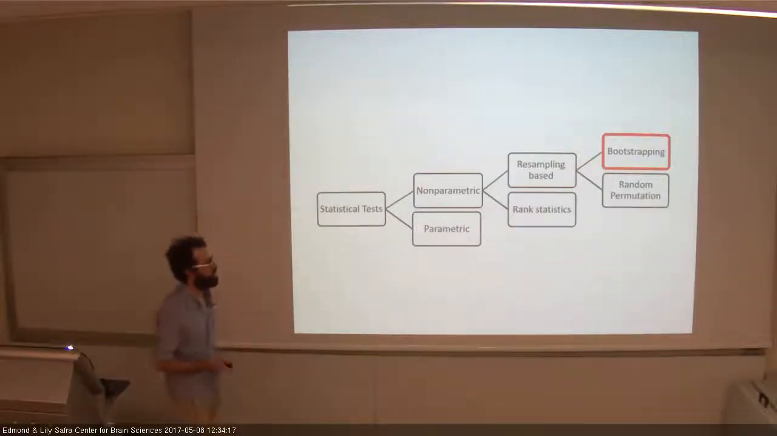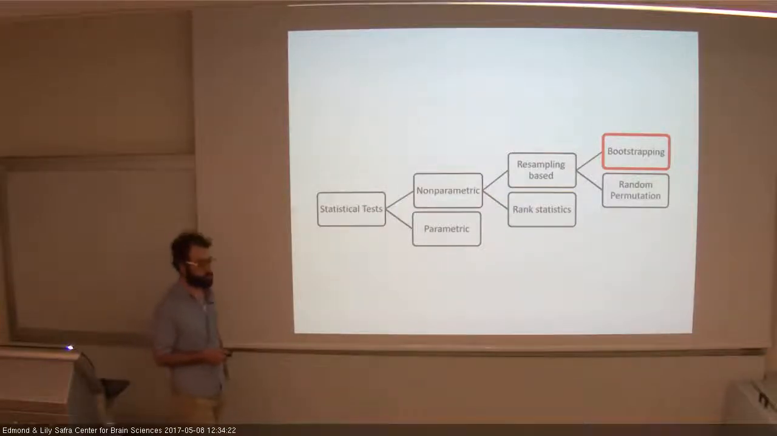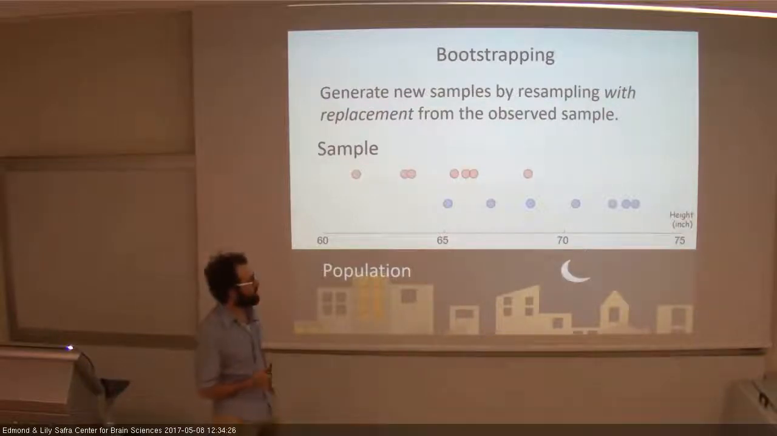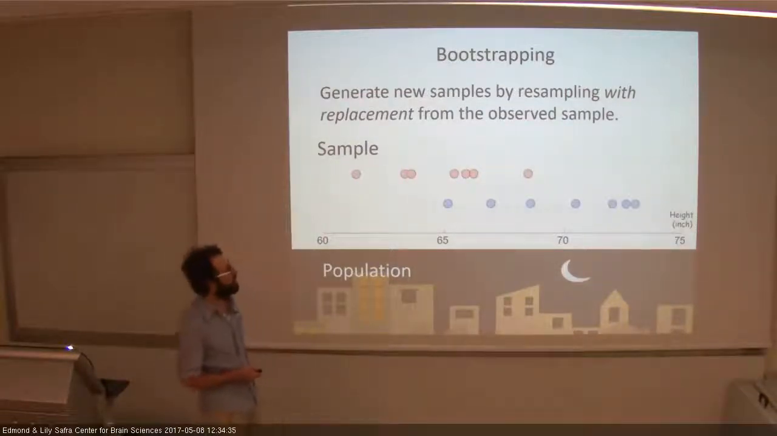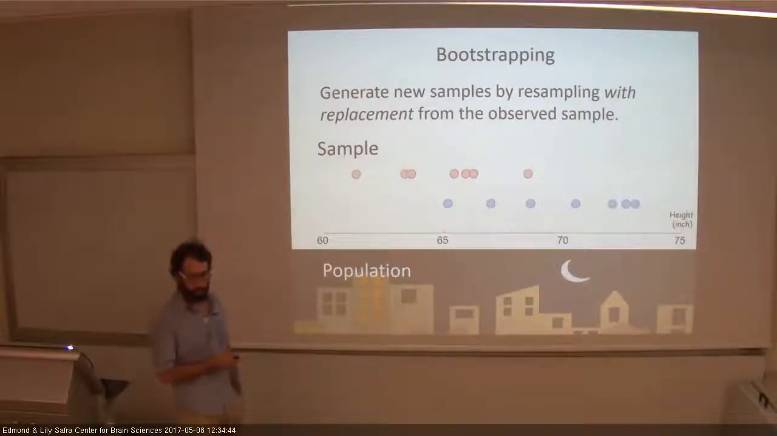Okay, so the last part we'll visit is the bootstrapping. This is a technique which is a bit newer, more modern than the random permutation. It looks similar to permutations, but it's very different in its logic. So now we say, okay, we have this sample. Let's assume that this sample is the population.